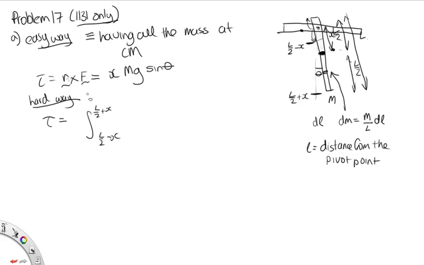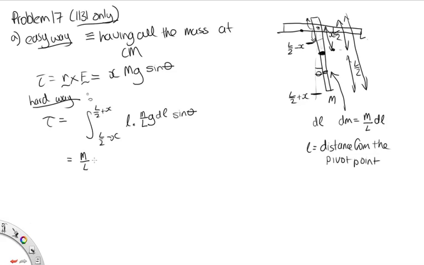Now the distance of each of these little increments of mass from the pivot point is given by L. That's how we defined it. The force on each of those increments is given by M on L G dl, and then because of this cross product we still have a sine theta. Okay, so now we have to do this integral, so we can pull all the constants out the front.